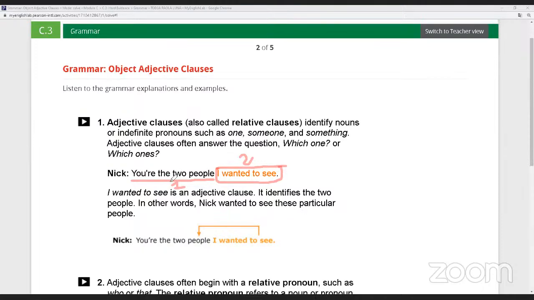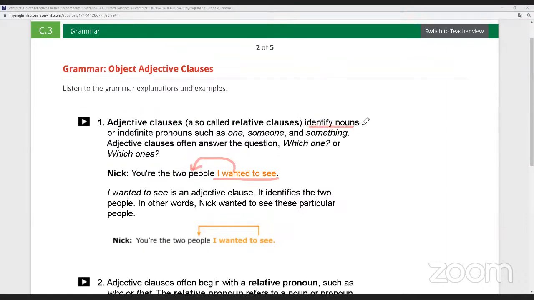So in first place, you are the two people, okay? I wanted to see, okay? This part, I wanted to see, is the adjective clause. The adjective clause provides us more information, okay? About what? About the noun, okay? So yes, in this case, you're the two people that I wanted to see, right? So again, the adjective clause is going to help us to identify nouns. In this case, where is the noun? The two people, okay?